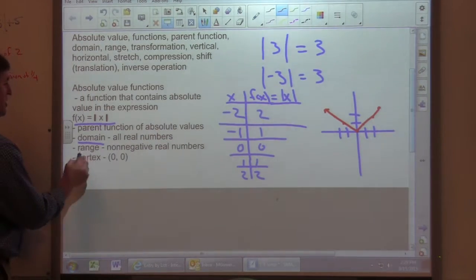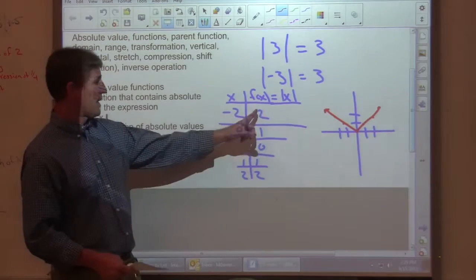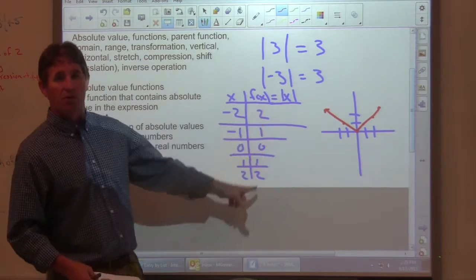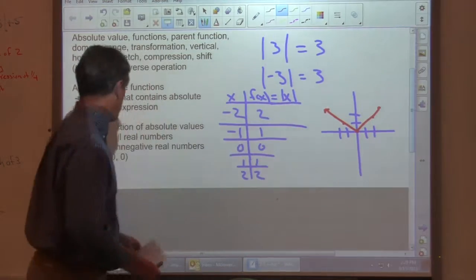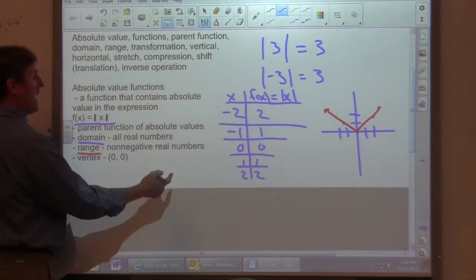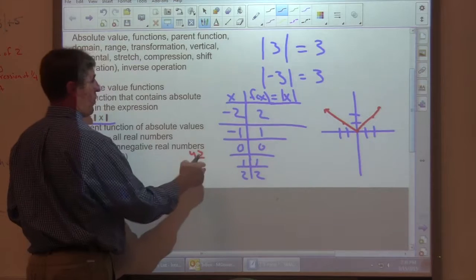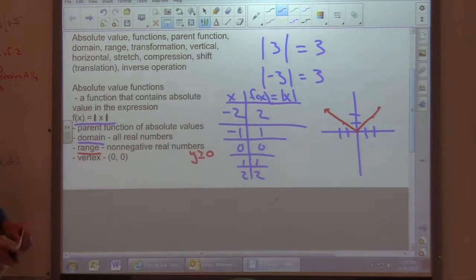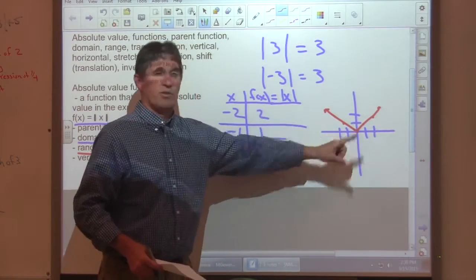The range is your output numbers. Those are the numbers you get out. Well, when we look at this, the smallest number we get out is 0. All other numbers are greater than that. We'll never get a negative number out of this function. And so our range is our output numbers, and that would be the non-negative real numbers, or you could write that as y, because that's our y values, or f of x, is greater than or equal to 0. And the vertex, which is our turning point, is 0, 0.